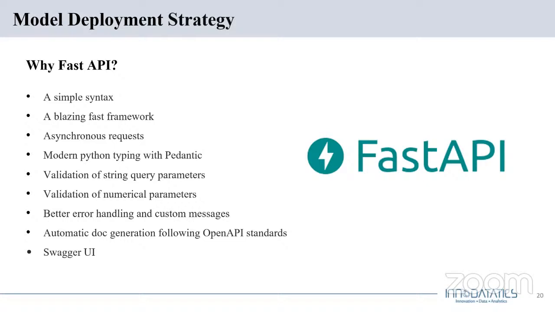It automatically generates OpenAPI documents. And at last, it has Swagger UI. Swagger UI is interactive exploration. It calls and tests the API directly from the browser.